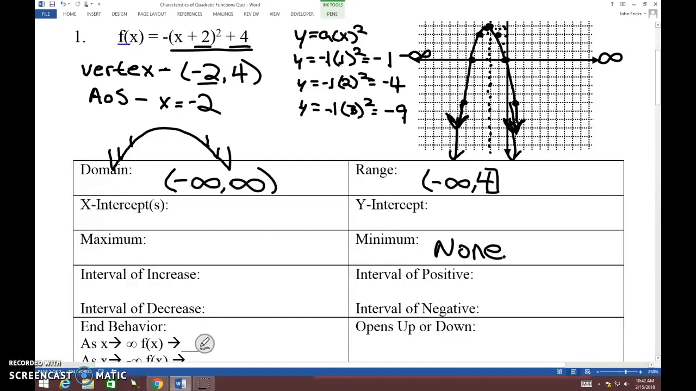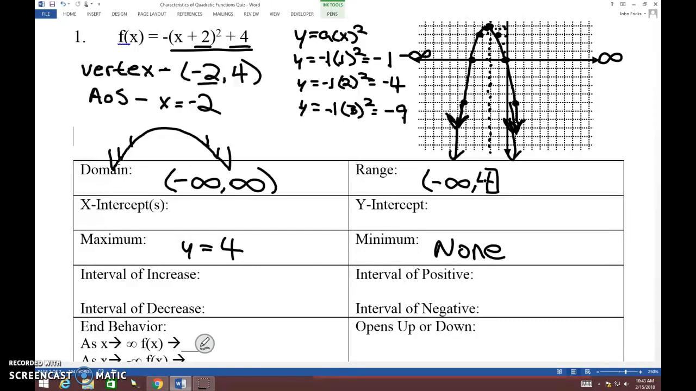So for the minimum, we can say on this one that there is no minimum or none. But for the maximum, we want to indicate how high the y value goes. So what's the highest y can be equal to here? 4. And we know it's going to be 4 because of the range. The range kind of helps us identify that. So with these problems, you're always going to have a max or a min, depending on if the problem is opening up or down.